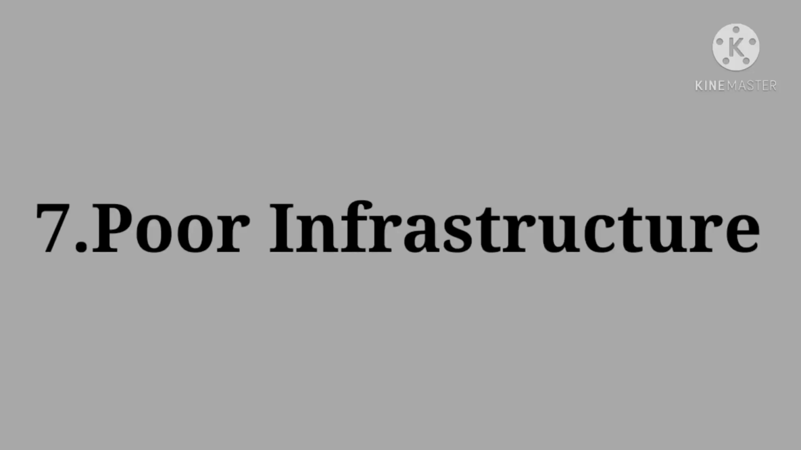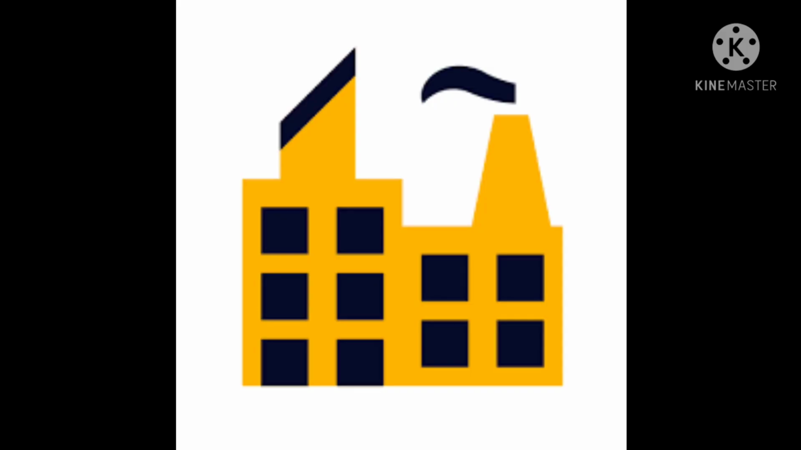The seventh subheading is poor infrastructure. There was a lack of economic infrastructure in the country in the form of transportation facilities, post and telegraphic facilities, power generation facilities, and banking facilities. These kinds of facilities were not well developed in the country, which led to the slow growth of the industries.